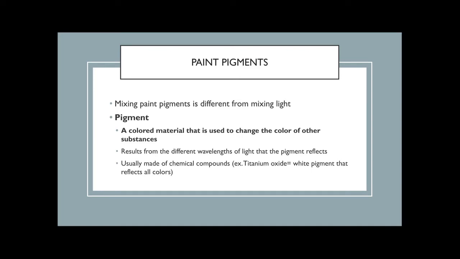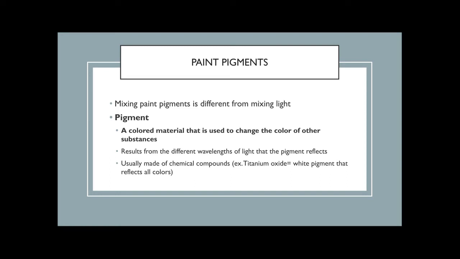When we talk about paint, though, it is a little bit different. So you can't have equal amounts of paint and get white like you do with light. So let's talk about what a pigment is first of all. When you say pigment, we are saying that it's a colored material that is used to change the color of other substances.